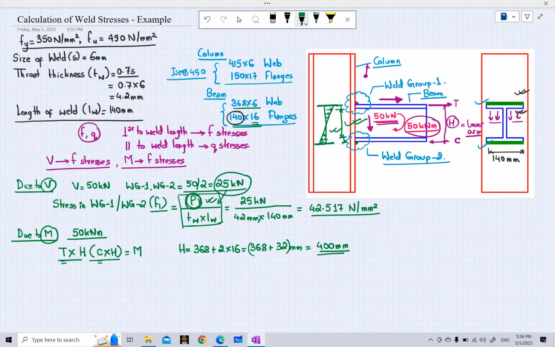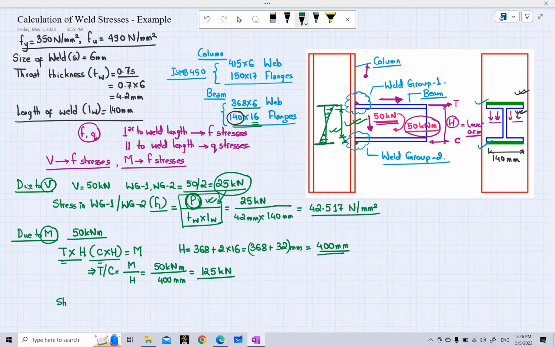So now we have calculated the overall depth or the lever arm. The value of tension or compression force will be given by M over H. So M we have 50 kilonewton meter and the H we have 400 mm. So if you perform this calculation, you will get the value of tension or compression force to be 125 kilonewton.